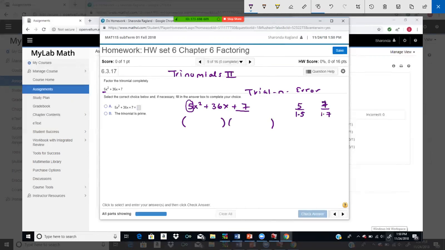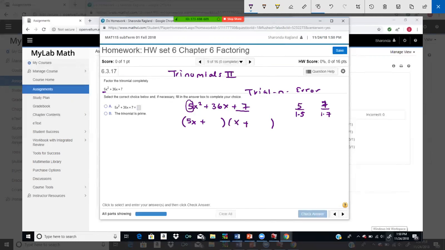So sometimes you may just want to use trial and error. Okay, it may be quicker. And then sometimes you might want to use the next technique that I will show you. All right, so if we look at the 5x squared, we want to split that up. We'll say 5x and x. That gives me 5x squared. Now, we know everything's going to be positive. Now, we only have one combination of the 7. So it's a matter of where do I put the 1 and where do I put the 7?